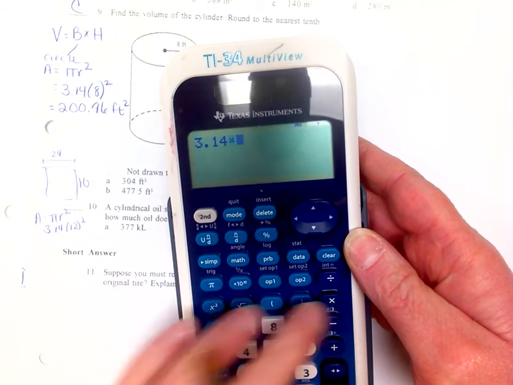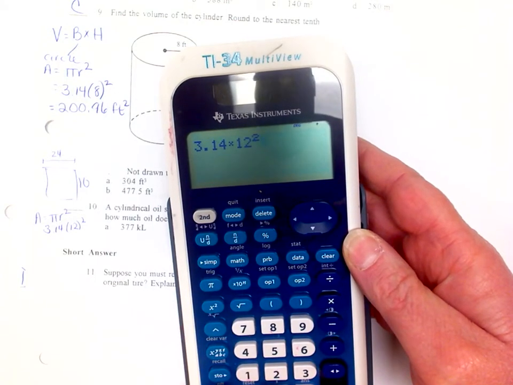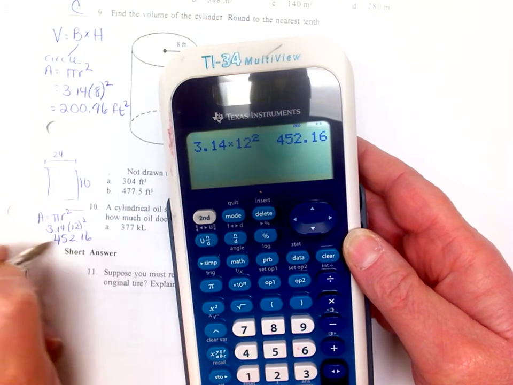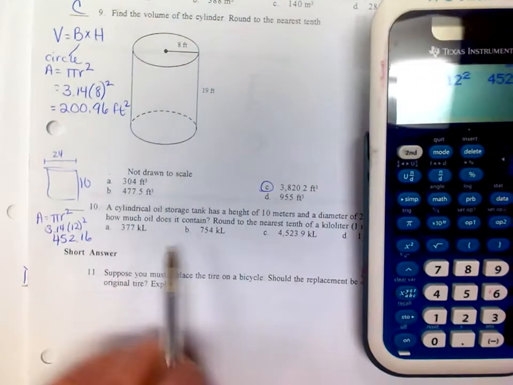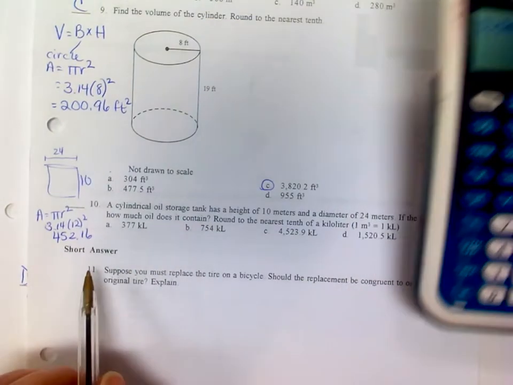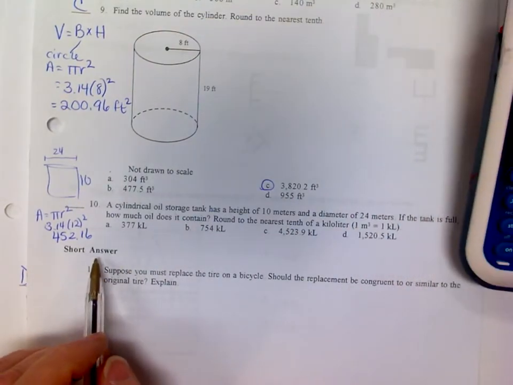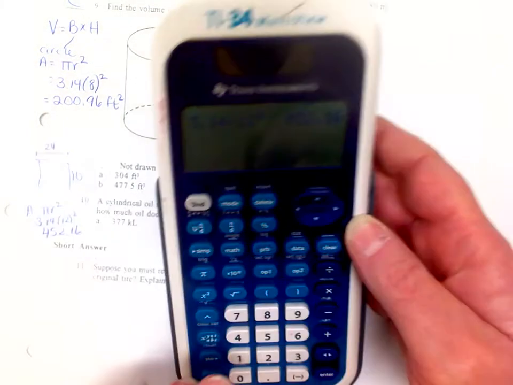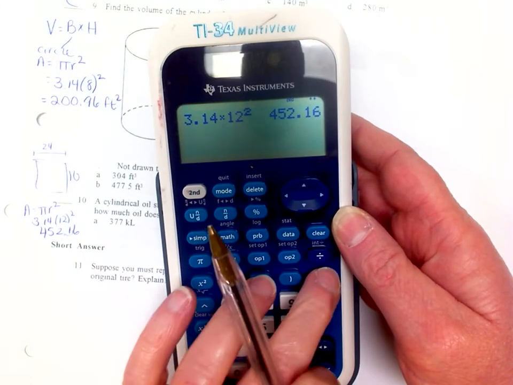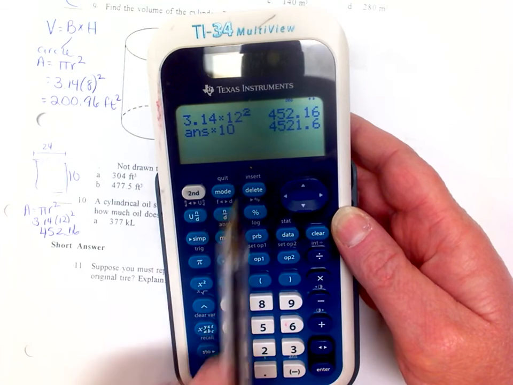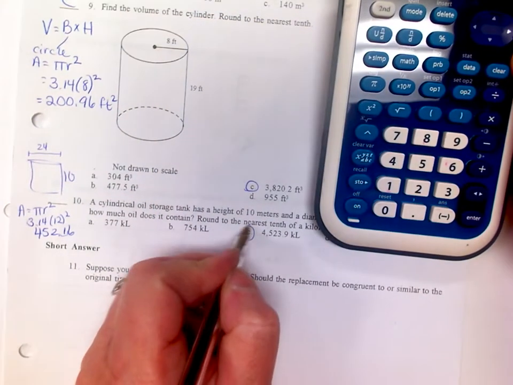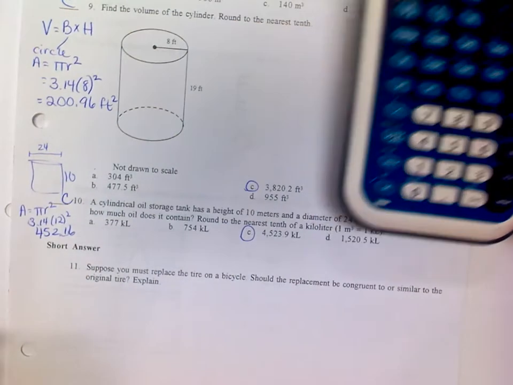3.14 times 12 squared, 452 and 16 hundredths. And then we just multiply that by the height, which is 10, which we could just move our decimal over once. But in case you don't want to do that and you want to multiply it by 10, you get 4,521.6, so that would be closest to C.